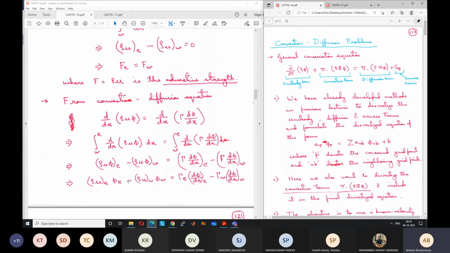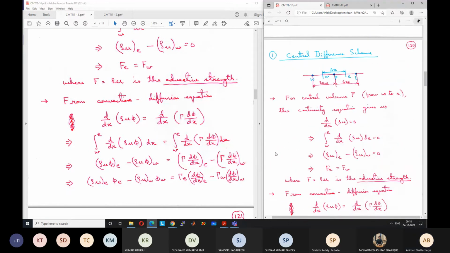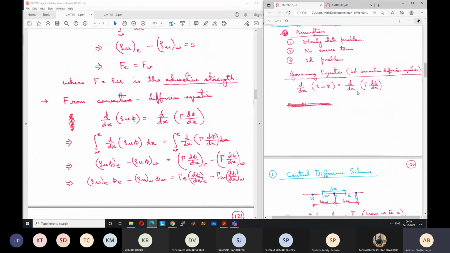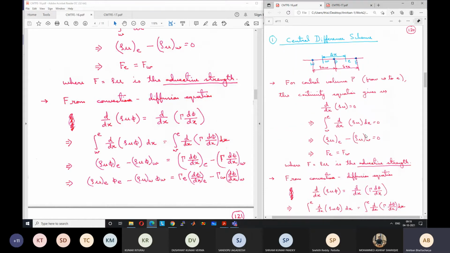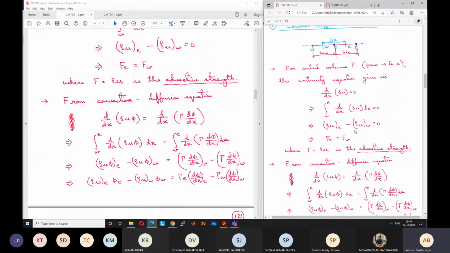Now we will try to integrate our governing equation, d dx of rho u phi is equal to d dx of gamma d phi dx. Please feel free to ask me questions if you don't understand anything. We are going quite slowly, but still. So again we have to integrate over the control volume going from west to east. So west to east d dx of rho u phi dx, because we are integrating along x, so we have this term dx. And similarly, west to east d dx of gamma d phi dx.